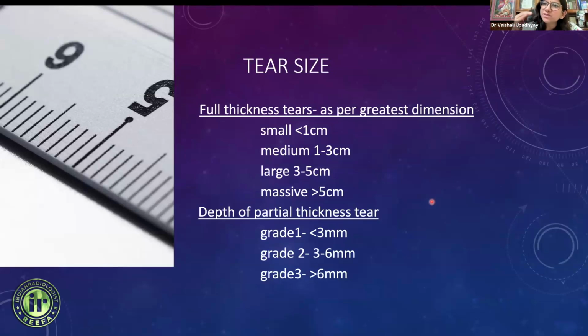You can also just write low grade and high grade. If it's less than 50% of the fibers, it is low grade. If it's more than 50% of the fibers, or grade 3, it is high grade.